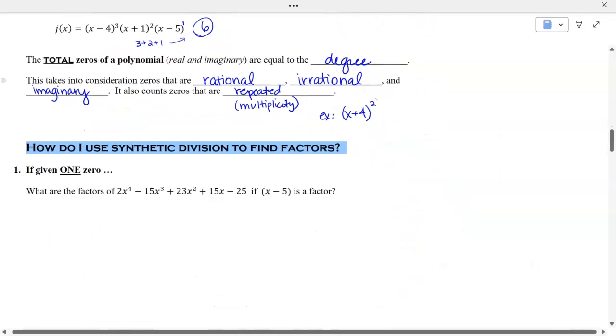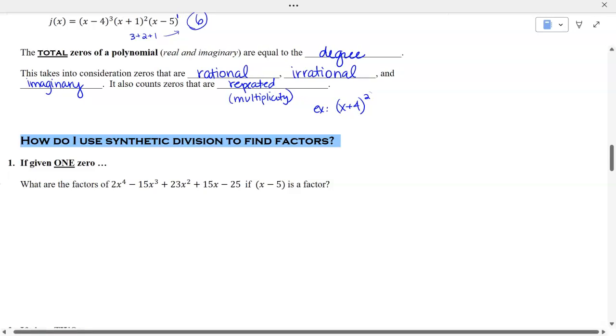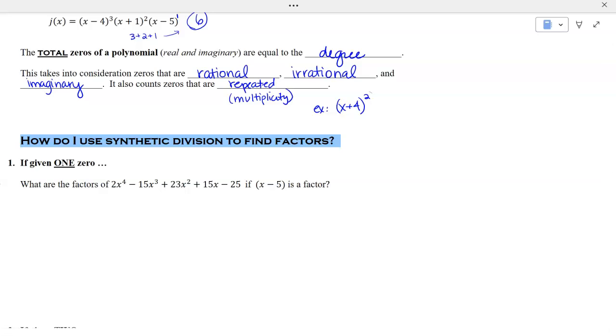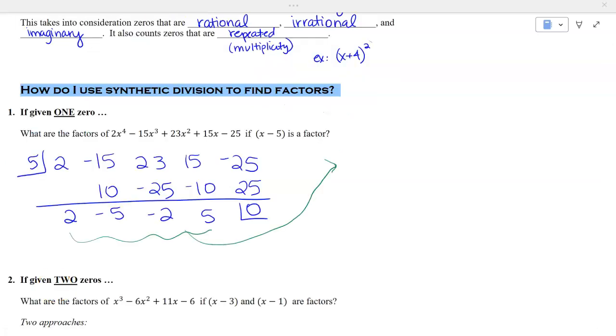Okay, so now I want to go through several scenarios. The first scenario is, how do I use synthetic division to find factors? And you're right, we did do this yesterday, but I want to take it a step further besides just using synthetic division. So if you want to pause it just a moment and do synthetic division with x minus 5 and then come back for the answer. So hopefully when you did synthetic division, you got a 0 remainder, which does mean that x minus 5 is a factor. But we want to find the other factors of this polynomial.